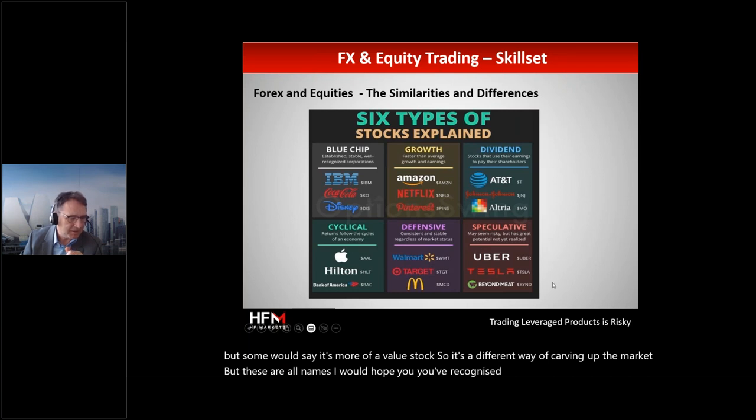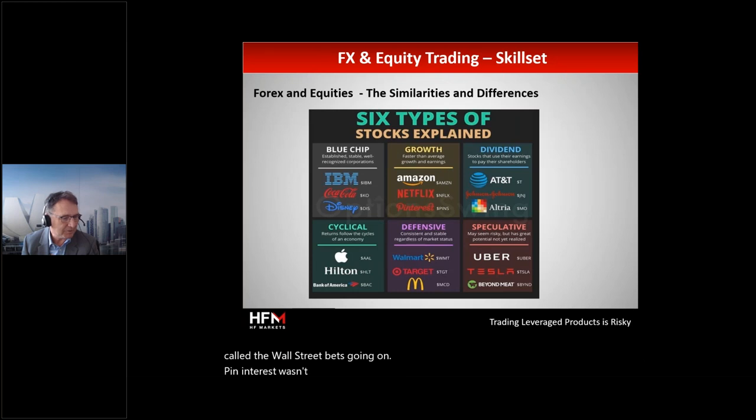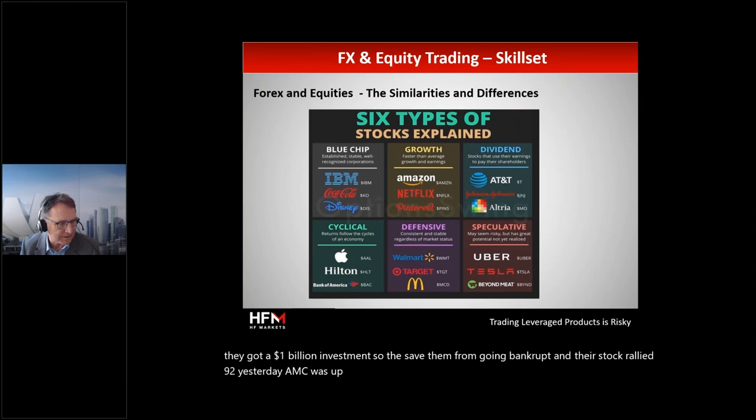Obviously, what we saw in the pandemic in particular was this rally in these speculative, high risk companies. What were they called? The Wall Street Bets gang on Pinterest, wasn't it? Some, like AMC and Bed Bath and Beyond. I know yesterday it got a $1 billion investment, so they've saved them from going bankrupt, and their stock rallied 92% yesterday. AMC was up nearly 12% yesterday.